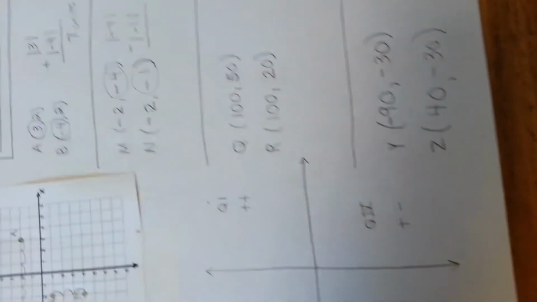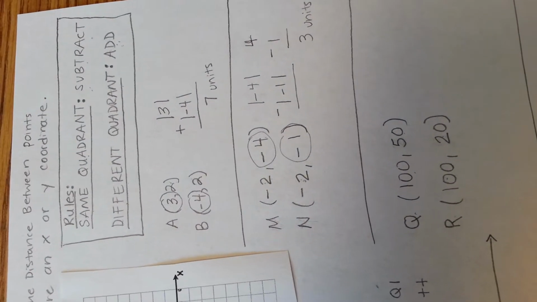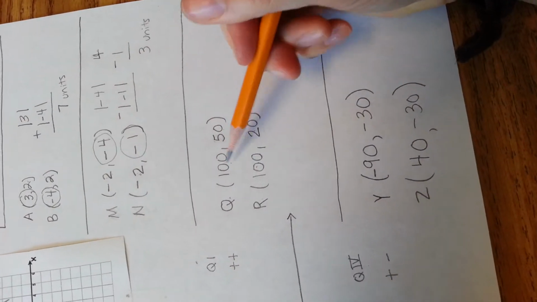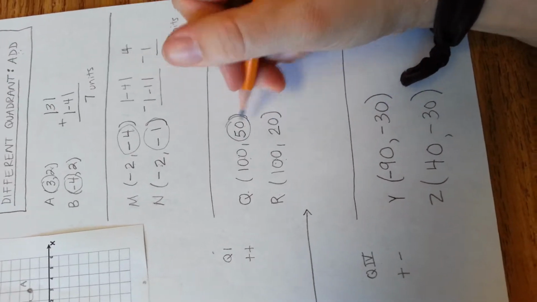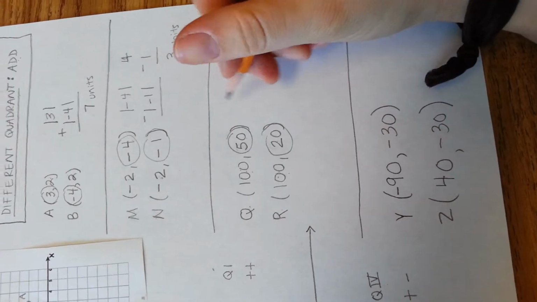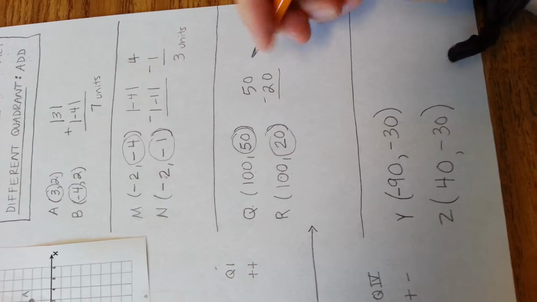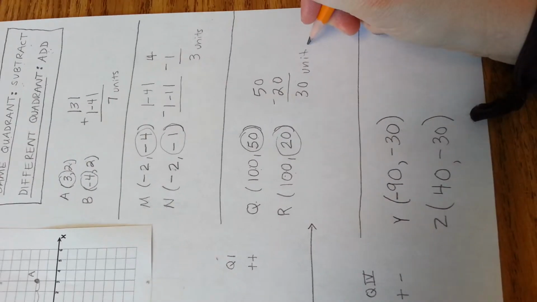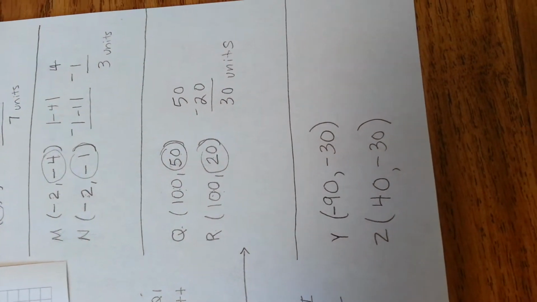If they're in the same quadrant, that means I will subtract. Okay, these are the similar coordinates, so they're not the ones I'm going to use. I use the ones that are different, 50 and 20. Okay, let's subtract. 50 minus 20 gives me 30. So my answer is 30 units. The distance between Q and R is 30 units.